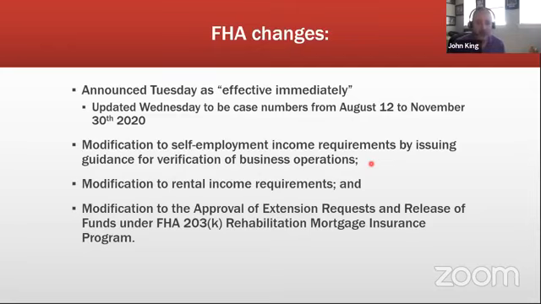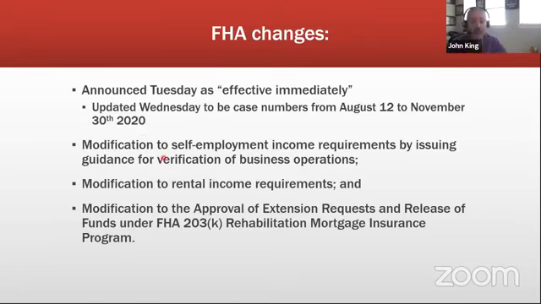And then 24 hours later, FHA came to their senses and said, oh, maybe we shouldn't do it like that. That's not fair. So they're basing it on case numbers assigned between August 12th and November 30th. So this is temporary guidance that there's a real good chance they could extend depending upon how market conditions play out. They made 3 very, very significant changes.